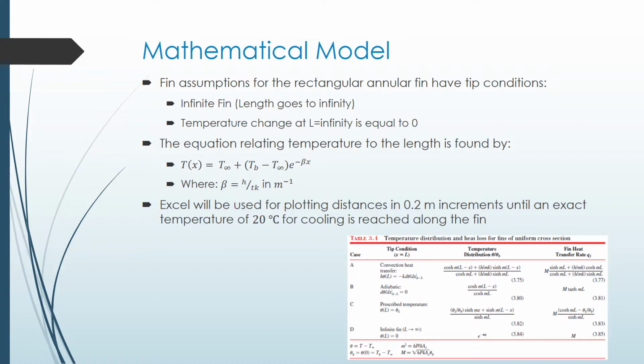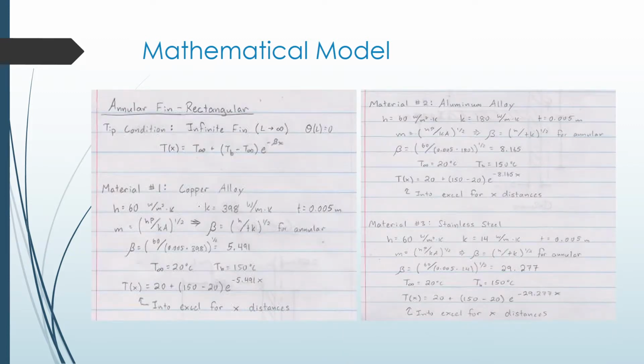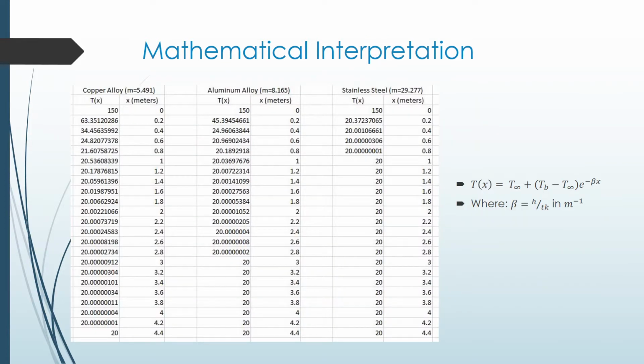Finally, to complete the analysis, lengths in increments of 0.2 meters will be used. Each material is then applied to the fin equation relating temperature and length. By solving for a constant beta, the equation can be inputted into Excel for data correlations. The copper alloy is analyzed in increments of 0.2 meters until the solution converges to the ambient temperature. The same lengths are then applied to the other materials for comparison.